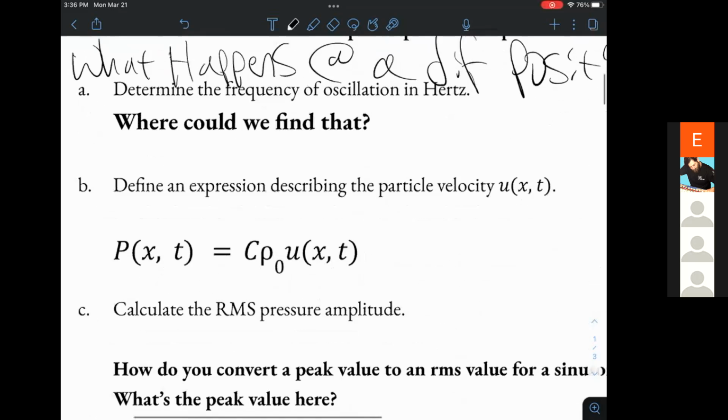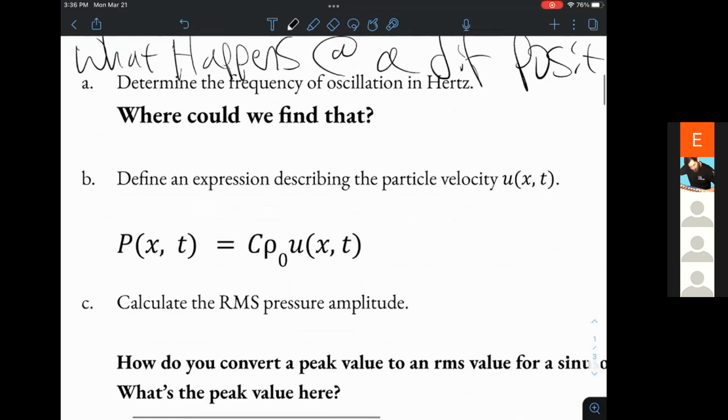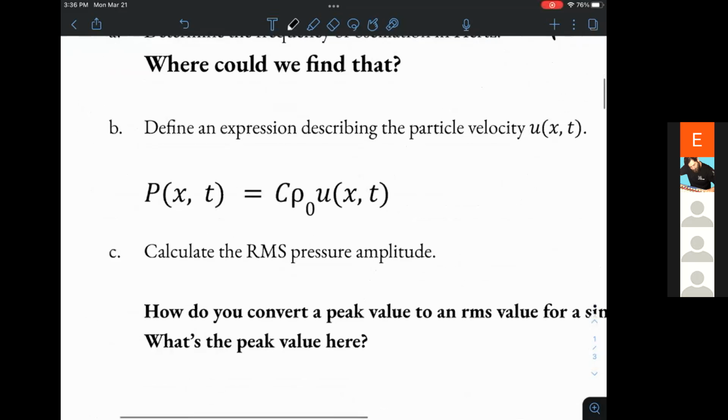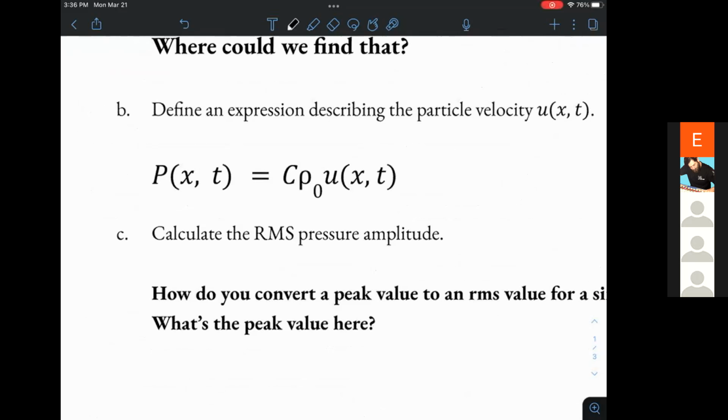Now we got to define an expression describing the particle velocity u of x comma t. This is the most basic possible algebra question. I'm going to give you that equation right there. So pressure as a function of position and time equals c, which is our, what do we call that? Our what velocity? Yeah, the speed of sound.